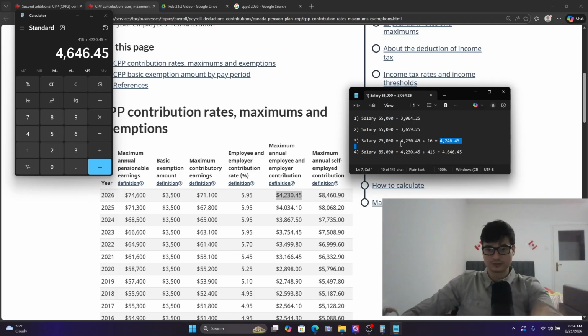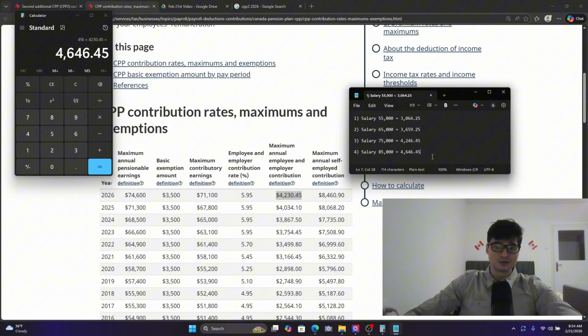So you can take a look at these differences here. We'll just get rid of this so you can see it easier. At 55,000 you're paying 3,064. At 65,000 you're paying 3,659.25. At 85,000 you're paying 4,646.45. Which, by the way, doesn't matter if you're making 85,000 or 250,000. This is the maximum CPP contribution.